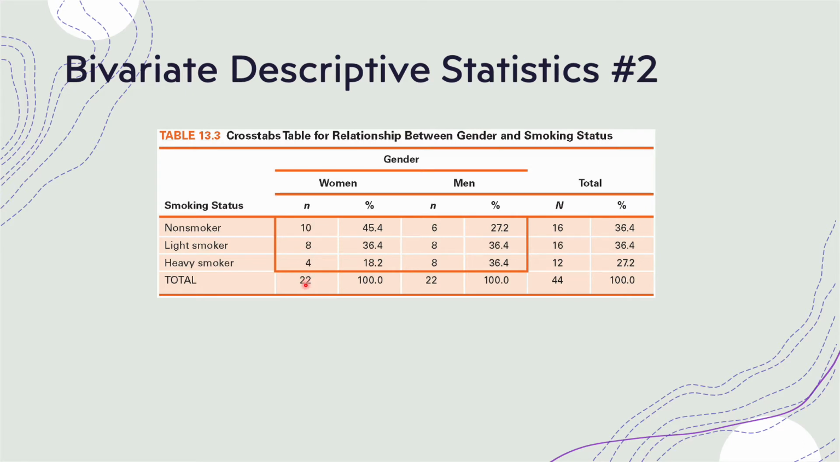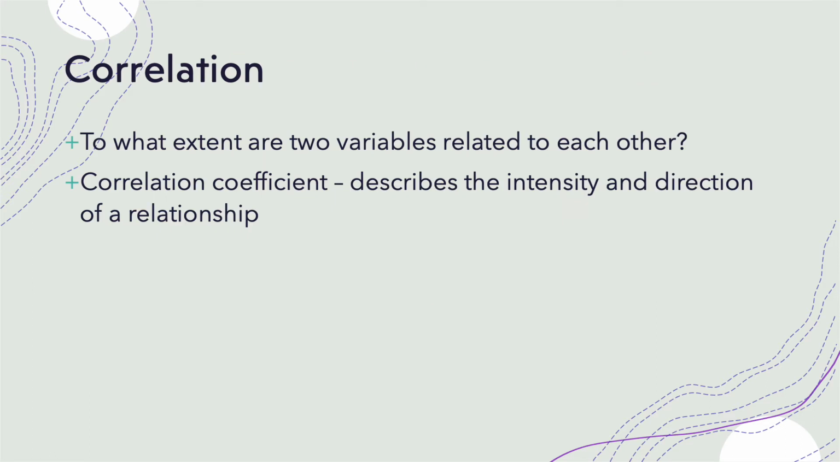So they would look at 22 as the total, 10 is the number of smokers. That was 45.4%. 84% of women are non-smokers. They do the same for the men. Then they take the numbers and change these into percentages and compare them. You compare the percentage of men to the percentage of women in each of these groups.